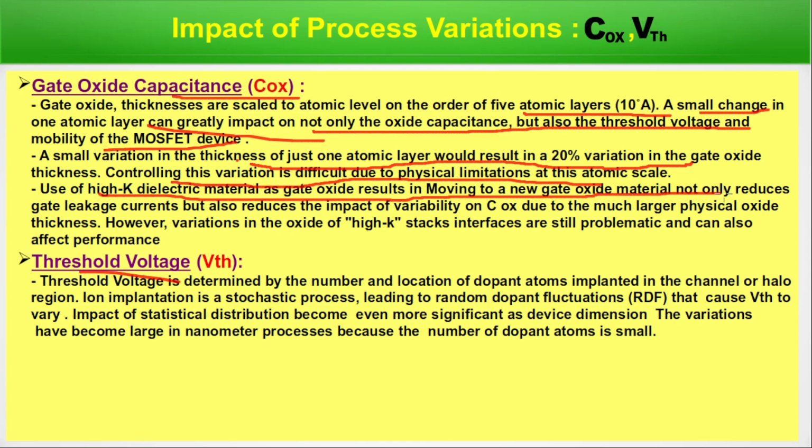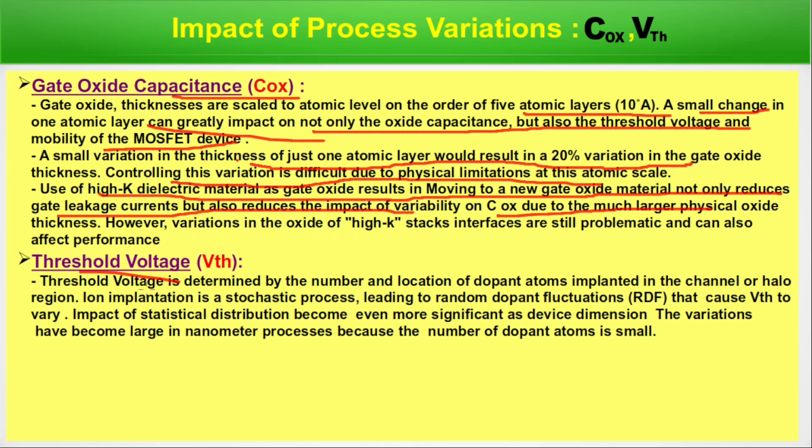Now, use of high-K dielectric material as a gate oxide, moving to a new gate oxide material, not only reduces gate leakage current but also reduces the impact of variability on COX due to much larger physical oxide thickness. However, variation in oxide of high-K stack interfaces is still problematic and can also affect performance. Handling high-K stacks is also problematic.